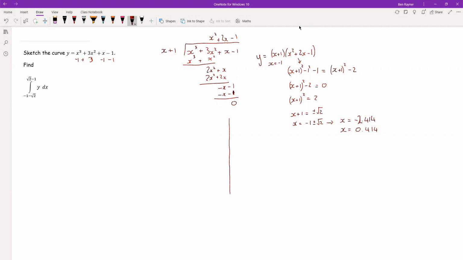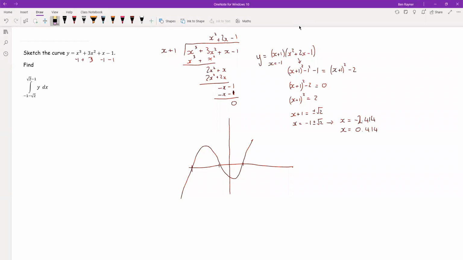So when I come to sketch this, I know it's a positive cubic. I know that minus 2.414 is somewhere over here, and 0.414 is probably about here. And I know that it goes through minus 1 as well, which is probably around there. So now it comes up, it goes back through this point, and then it goes through that point.